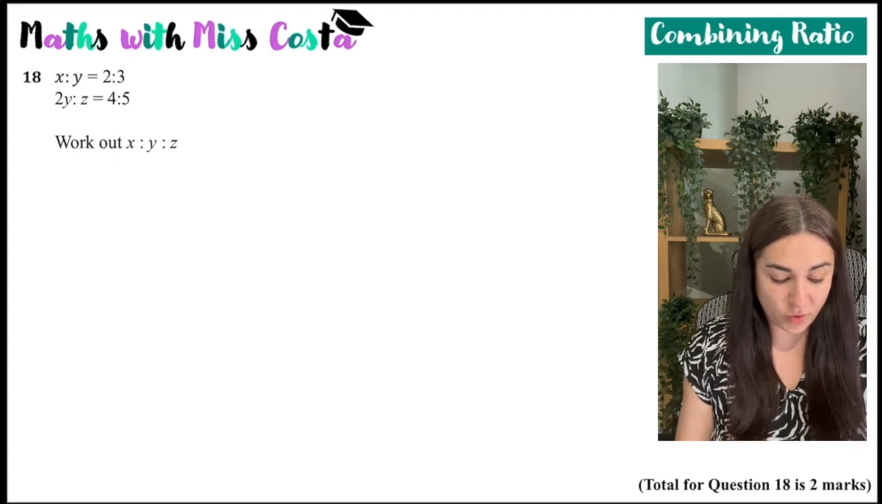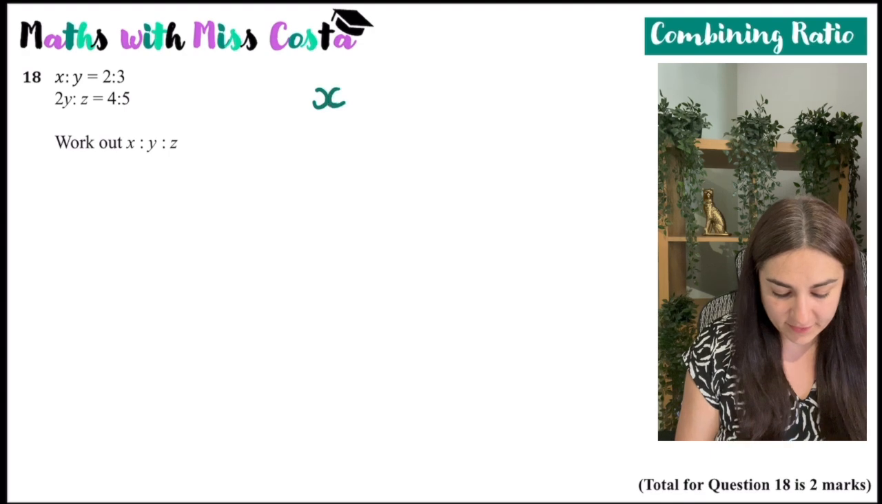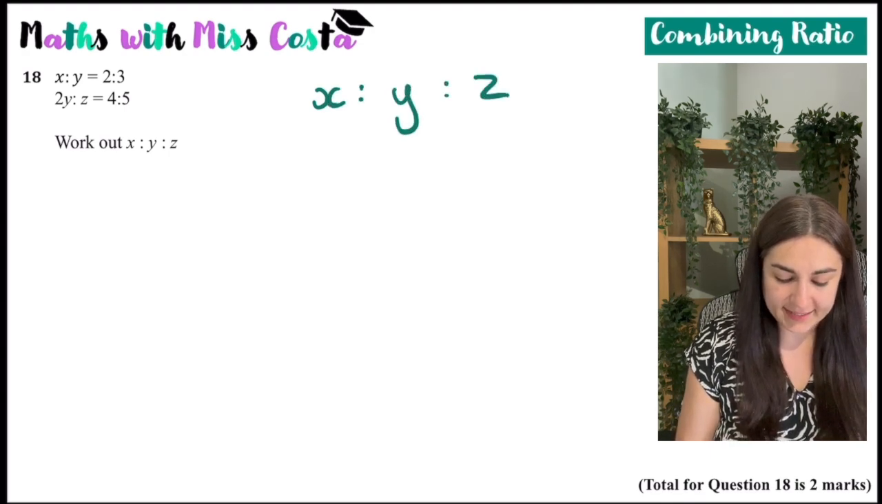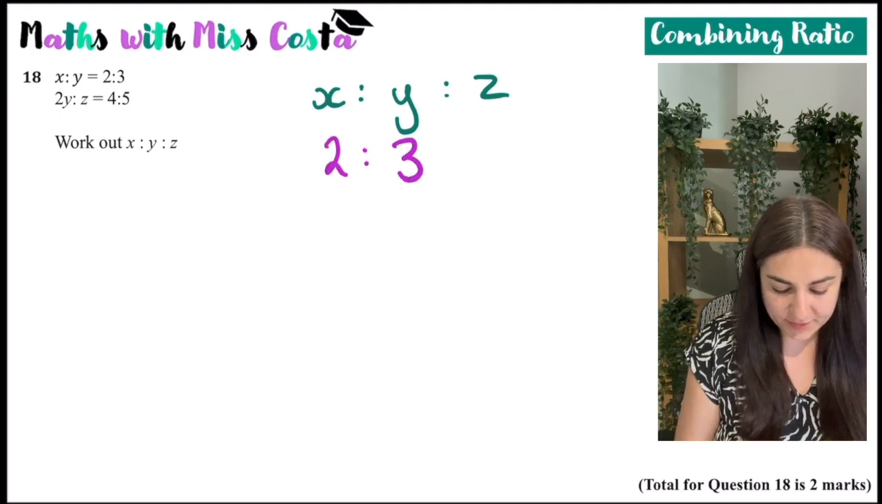Okay, so here I've got 2 different ratios that have 1 variable in common. So what I can do is write them in the way that I want them to finally be, x to y to z. So I know that the ratio of x to y is 2 to 3.